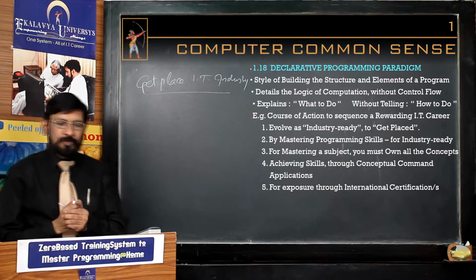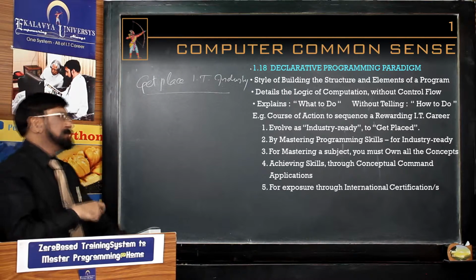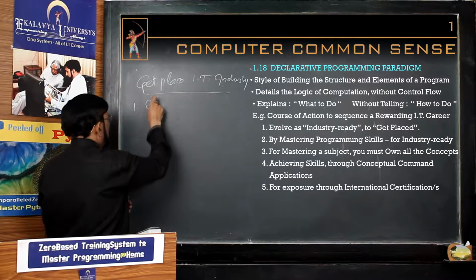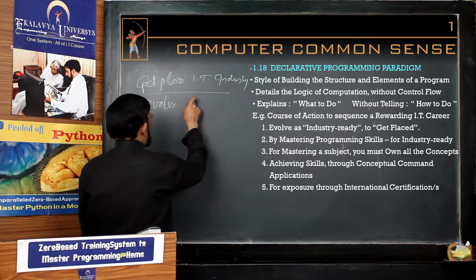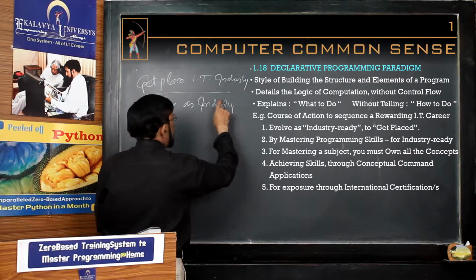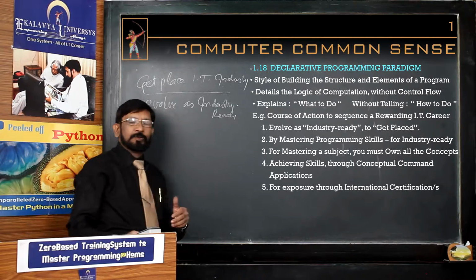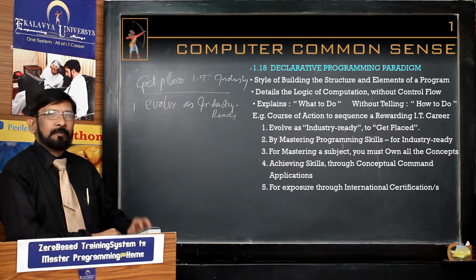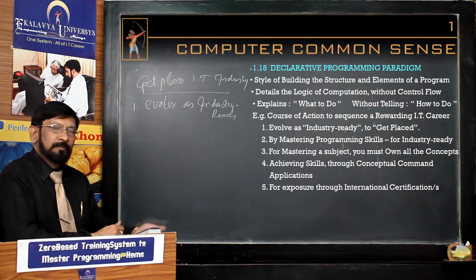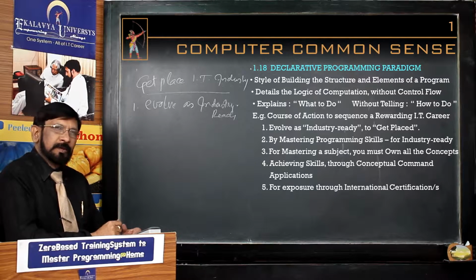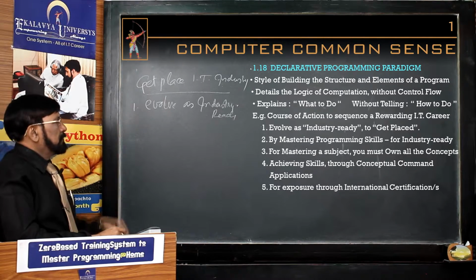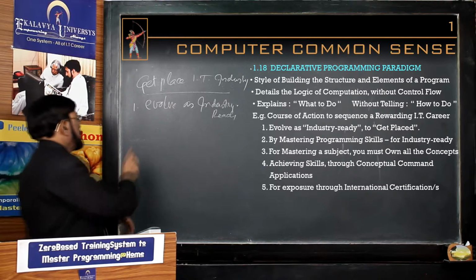So in a declarative approach, what does it tell? It tells, first step, evolve as industry ready. First, you should be evaluated as an industry ready programmer. Once you become an industry ready programmer, you should acquire employability. What is employability? The corresponding knowledge, skills and abilities, programming skills and abilities. So this is the first step. You should be evaluated as an industry ready programmer.